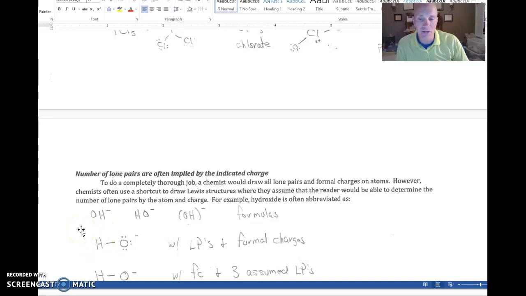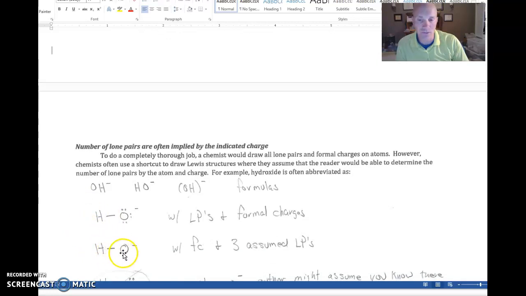However, people, by nature, are always looking for shortcuts. And a lot of times when people are drawing Lewis structures for hydroxide, they'll just do this. You draw in the bond, you draw in the oxygen, but you just put the minus charge there. When someone does this, they're assuming that the person looking at it would understand how many lone pairs would be required to give that a minus charge. So what you need to do when looking at this is ask yourself, okay, if oxygen has a minus charge, how many total electrons would it have?